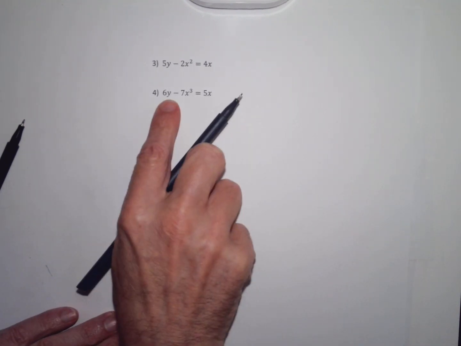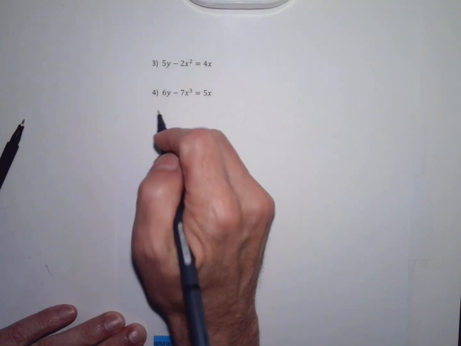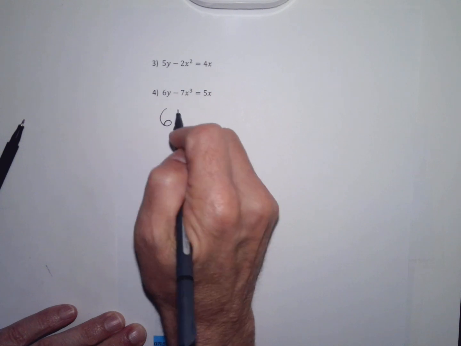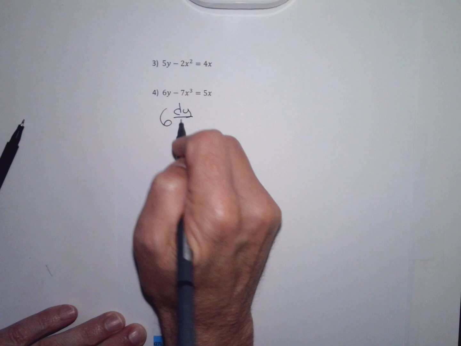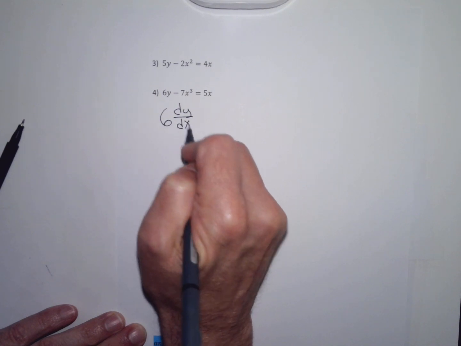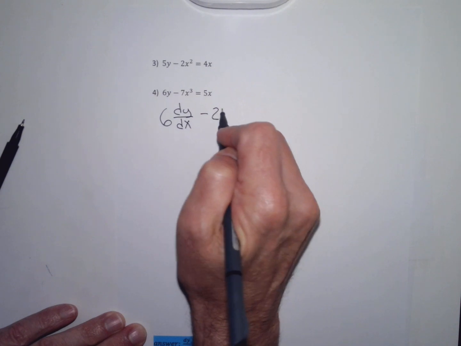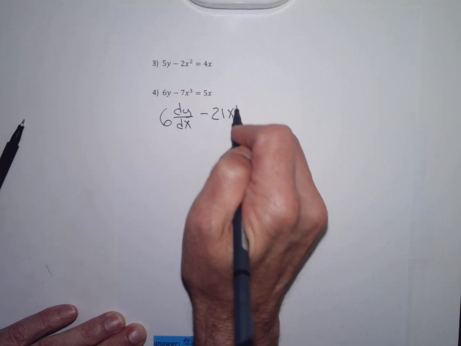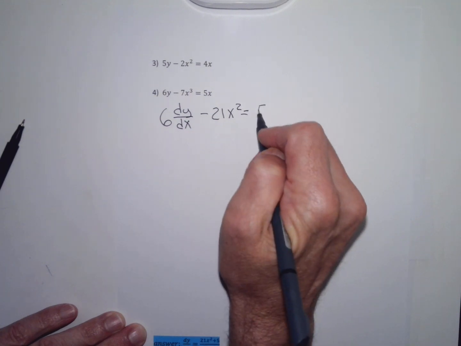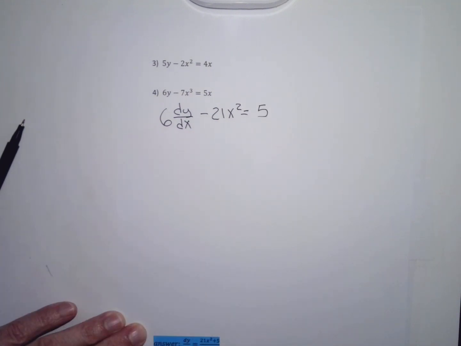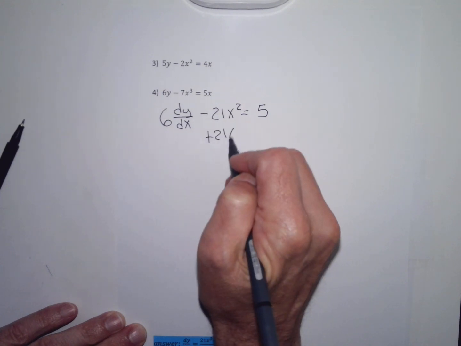I'm going to do the derivative of 6y. The derivative of this, since it's the first power term, is just its coefficient. Since I took the derivative of a y with respect to x, I need to tack on a dy dx. The derivative of minus 7x cubed is going to be minus 21x squared. Just multiply the 3 and the 7 and lower the exponent by 1. And then on the right-hand side, the derivative of 5x is 5. I need to do the 2 steps of algebra to solve for the dy dx.